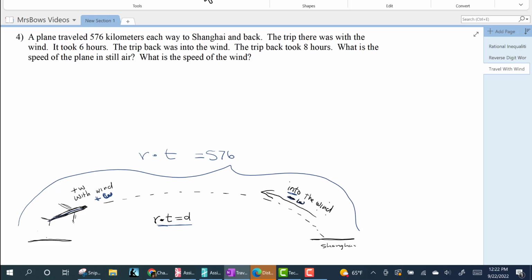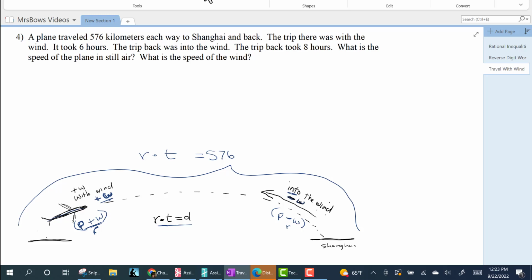So not only does the plane have a speed, but the wind helps. So that entire expression is the rate. Oh, here, I'll put P for plane. So this is the rate. On the way back, it's the plane being slowed down by the wind. That's the rate. All right, so let's get this set up.